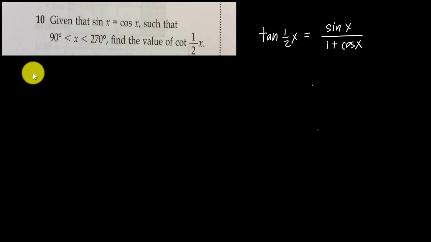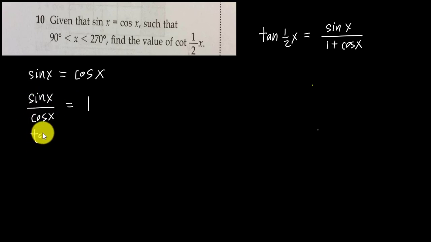So what does this equation tell me? Sine x equals cos x, so sine x over cos x equals 1. And sine x over cos x is tangent x, so tangent x equals positive 1. For the third and fourth quadrant, tangent only gets positive at the third quadrant. Therefore, I will draw a triangle in the third quadrant.